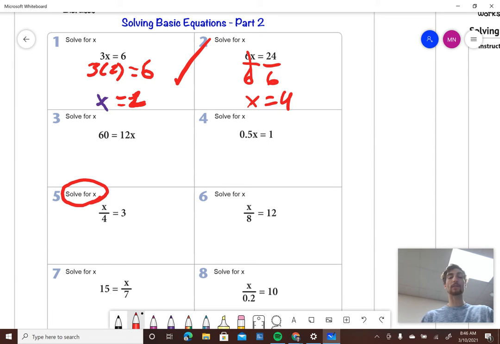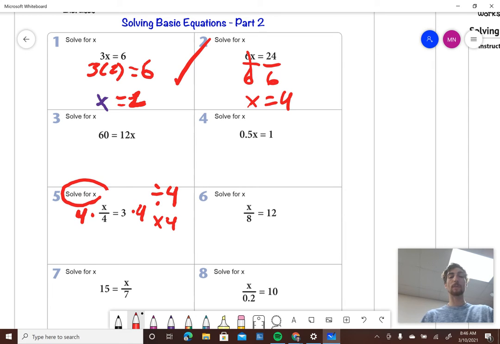So what operation would we need to do to undo the division? Because right now we're dividing by 4. Well, to undo division, we're going to need to multiply. So we're going to do 4 times x over 4 on this side, and also do 3 times 4 on that side.